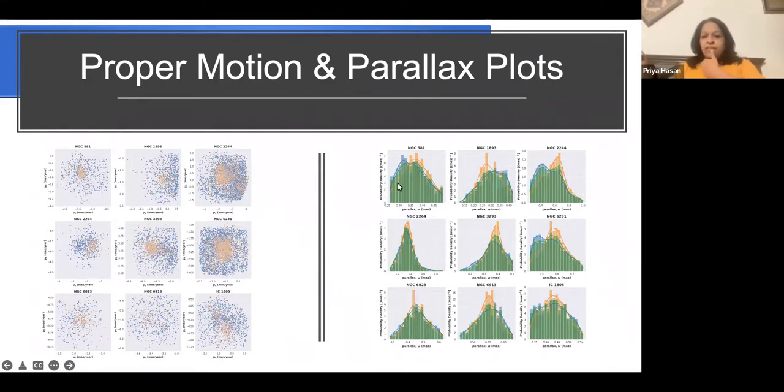And here you can see the distribution in terms of parallax. In parallax, the orange ones are the Cantat-Gaudin ones, the blue is what we had, and the green is the combined sample. So you can see that it fits in very well in terms of parallax. The new members that we have are quite compatibly distributed in terms of parallax.